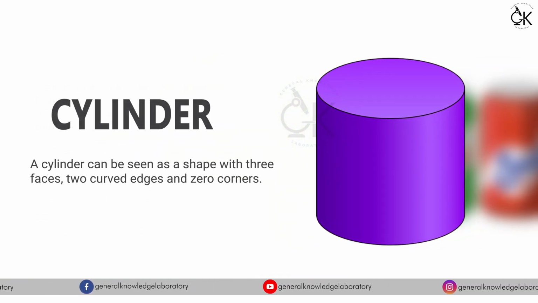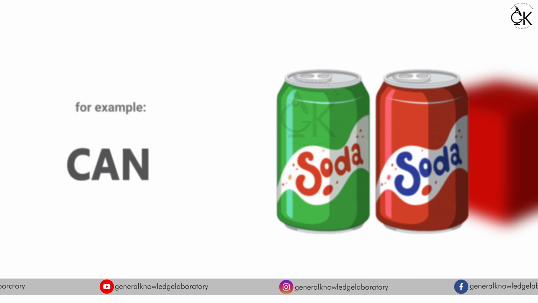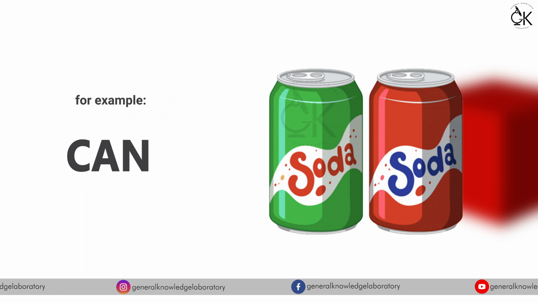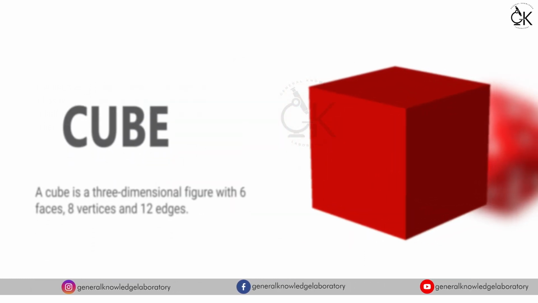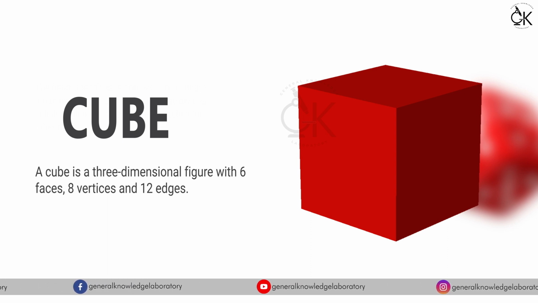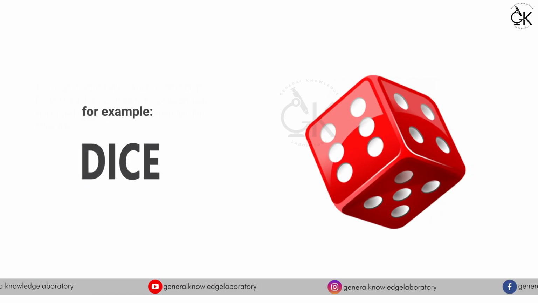Next, cylinder. For example, can. Next, cube. For example, dice.